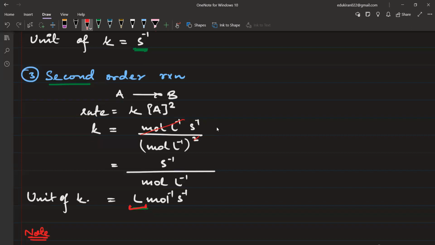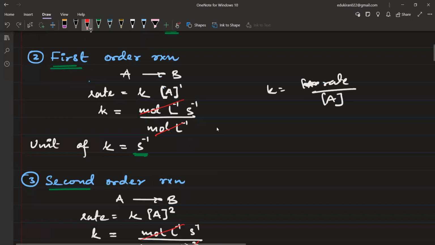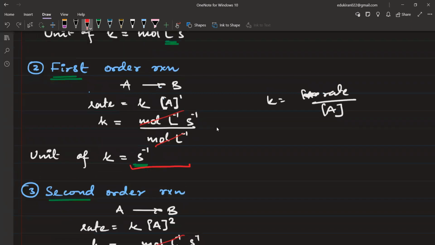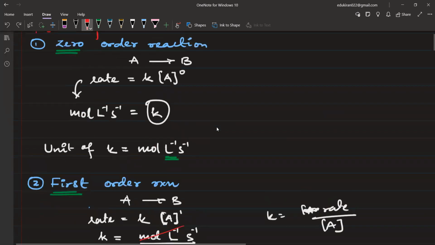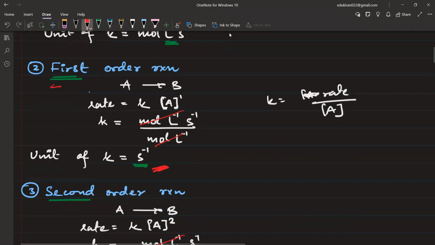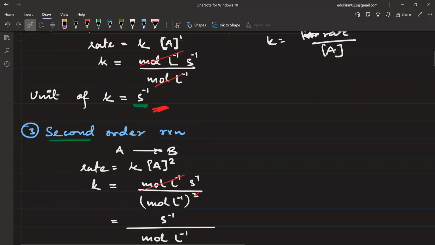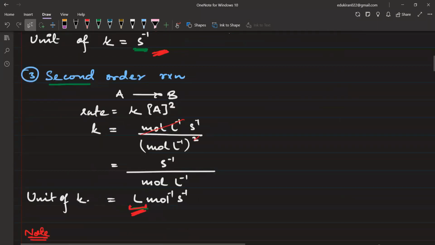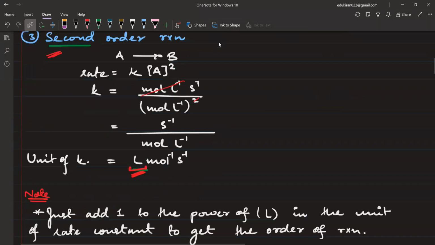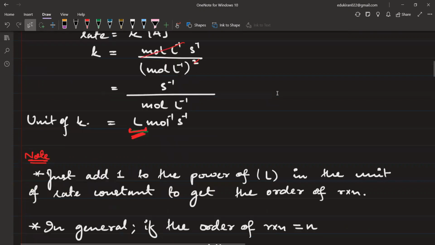L is 1. What about here? What do you think? What is the power of L here? 0. Yes, the power of L is 0 here. And what about here? Minus 1. So if you have minus 1, then just add 1 to the power of L, you will get 0. Add 1 to the power of L here, you will get 1 because 0 plus 1 is 1. Again, here add 1 to the power of L, you're going to get 2. Just add 1 to the power of L in the unit of rate constant to get the order of reaction. Got it? Yes, sir.